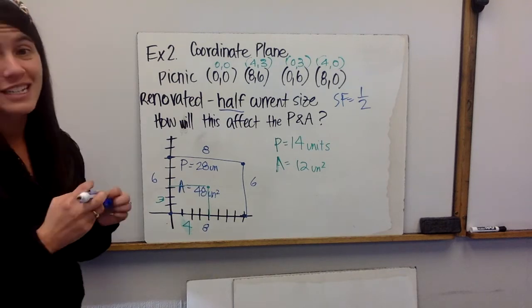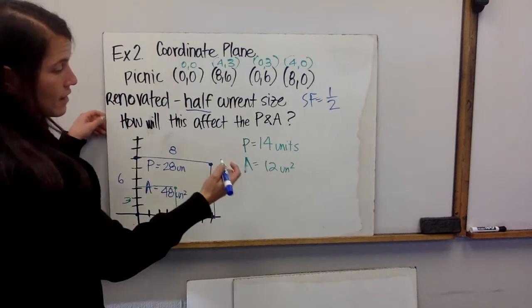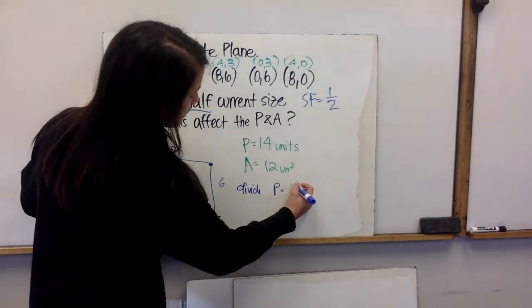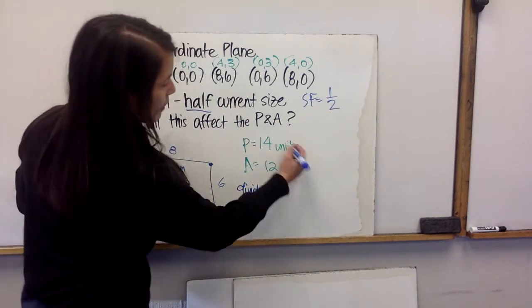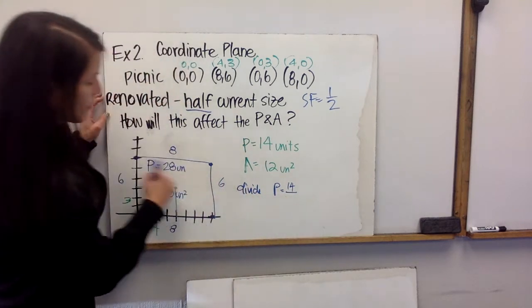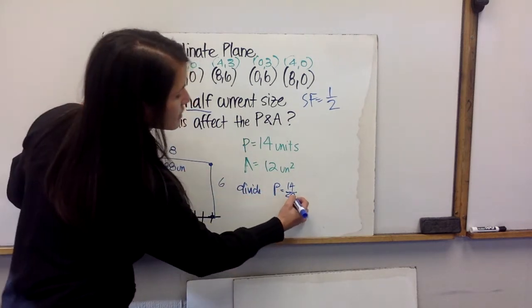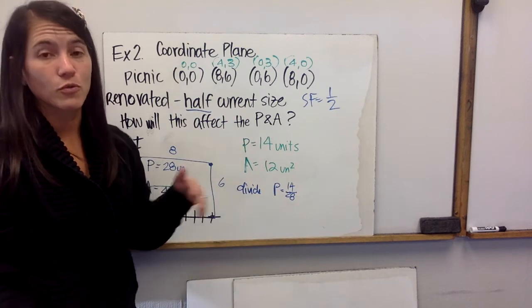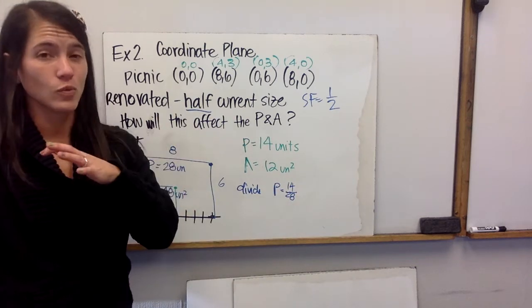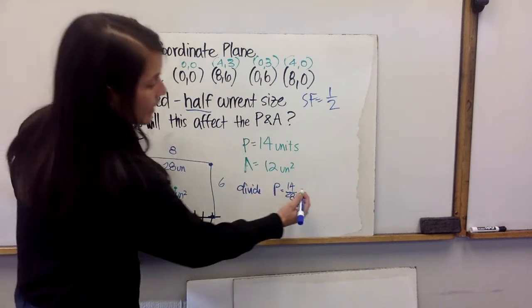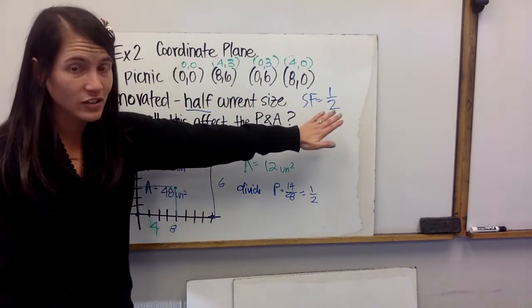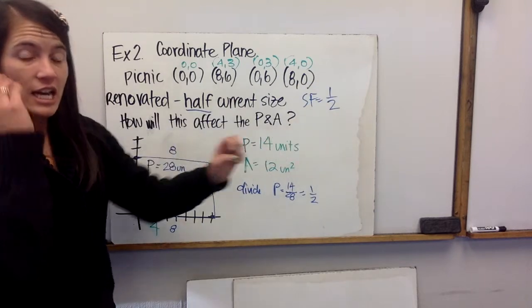So again, we're going to divide. For my perimeter, I'm going to divide my new one, 14, by my old one, 28. So 14 was my new perimeter and 28 was my original, because we're comparing the new one to the original, and it reduces to a half, which is the scale factor connection.